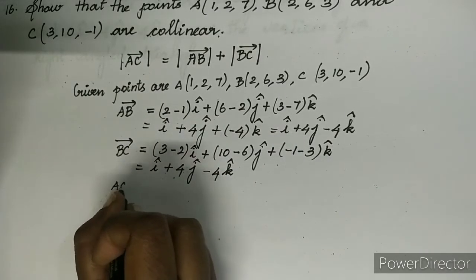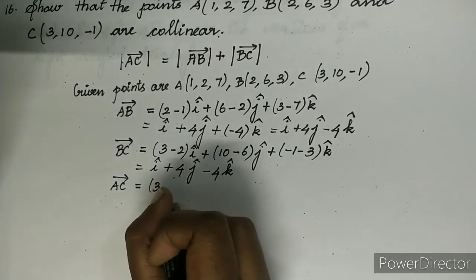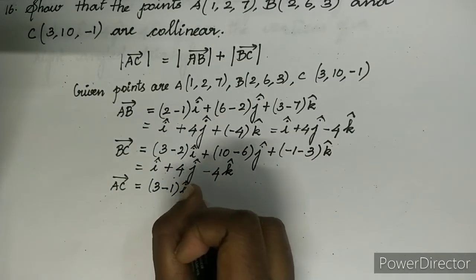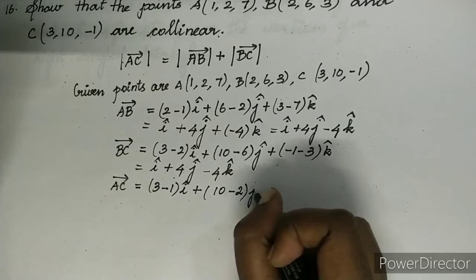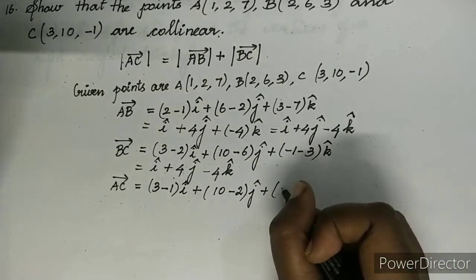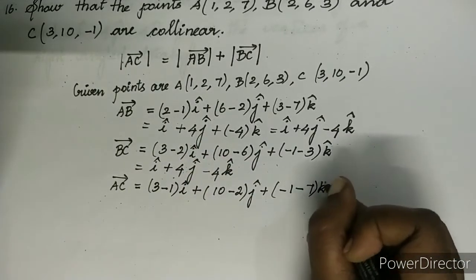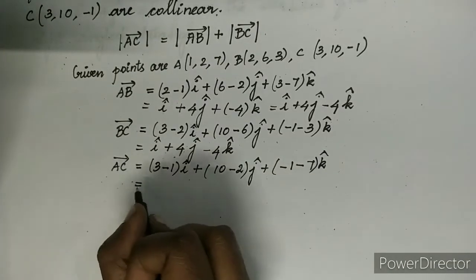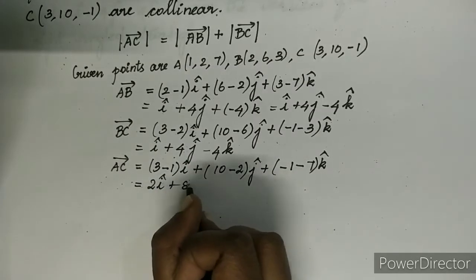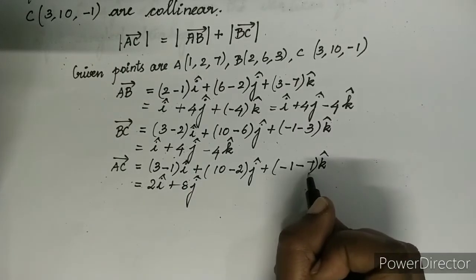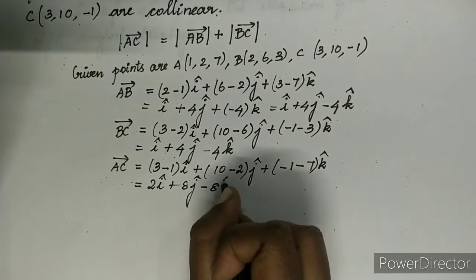And our AC vector is 3 minus 1 i cap plus 10 minus 2 j cap plus minus 1 minus 7 k cap, which is equal to 3 minus 1 is 2 i cap plus 10 minus 2 is 8 j cap, minus 1 minus 7 is minus 8, plus into minus is minus, so minus 8 k cap.